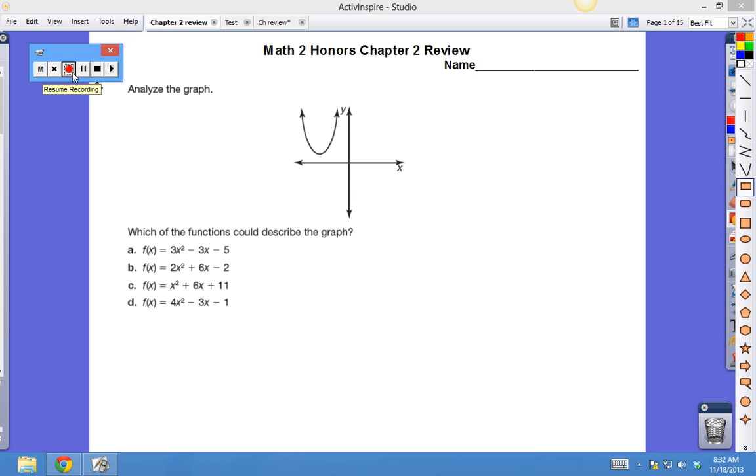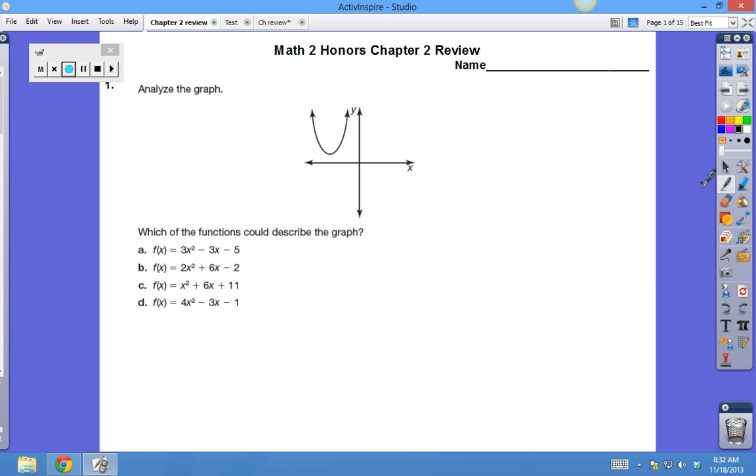Number one, look at the graph and see which of the following functions could describe it. Each of A, B, C, D are all given to you in standard form. The general model for a quadratic function in standard form is y equals ax squared plus bx plus c. And probably the first place to start is the c, which is your y-intercept. So let's look at all these c's.